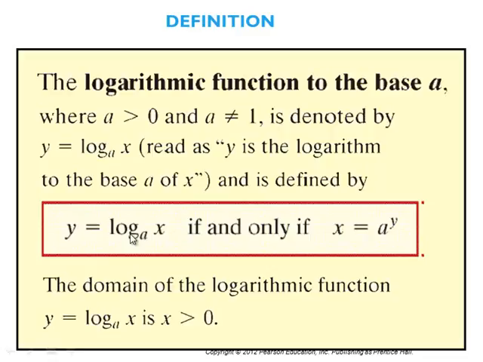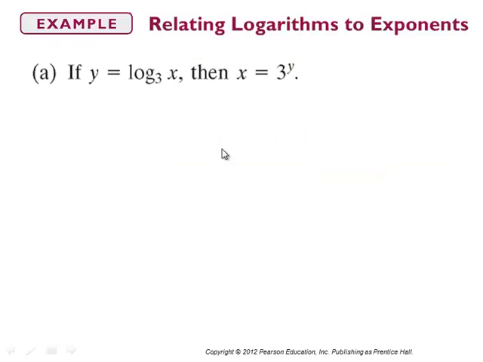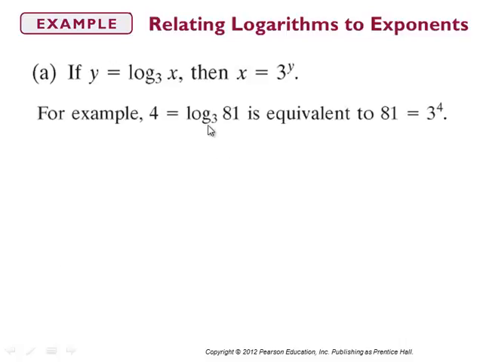When you take the logarithm of a number, you're really looking for that exponent such that a raised to that exponent, in this case y, is x. So for example, if I say that log base 3 of 81 is equal to 4, that's the same thing as saying that 3 raised to the 4th power is equal to 81. Or if I say that log base 5 of x is equal to y, that's the same thing as saying that x is equal to 5 raised to the y power.